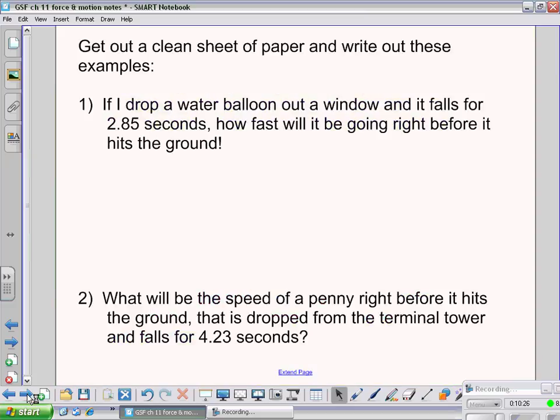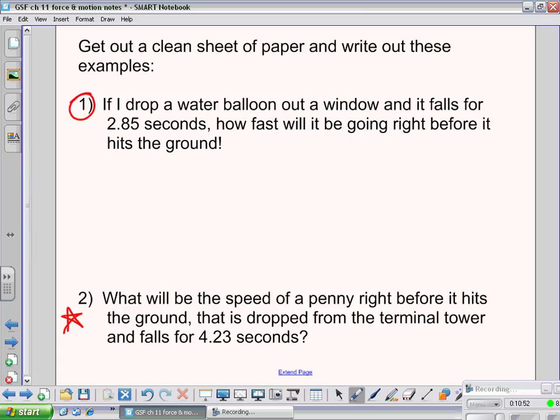So let's take a look at some problems. I want you to get out a clean sheet of notebook paper and a pencil and a calculator. And we're going to do these two problems. I'm going to do number 1 with you guys right now, and then I want you to do number 2 and bring it to class tomorrow. Do the problem and bring it to class tomorrow. Just like always, same process.